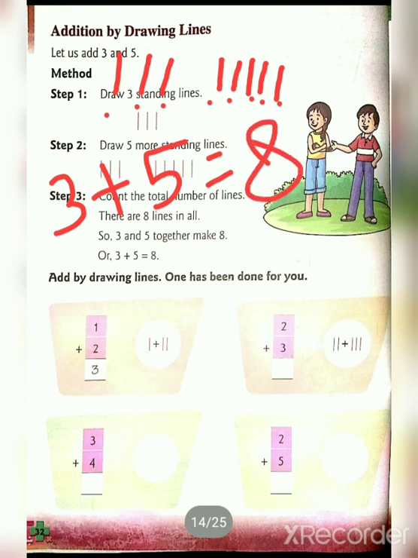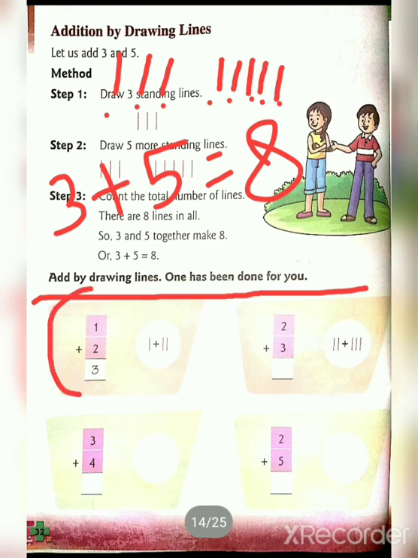Now let's start the book exercise. Add by drawing lines. One has been done for you. As you can see, one is already done for you. So we will start the second one. That is 2 plus 3. For this, you can see here 2 standing lines and 3 standing lines. Now we will count the total lines. 1, 2, 3, 4, 5. So 2 plus 3 is equal to 5.